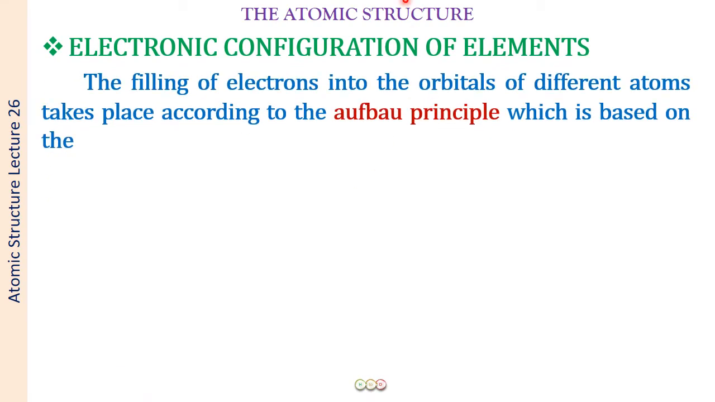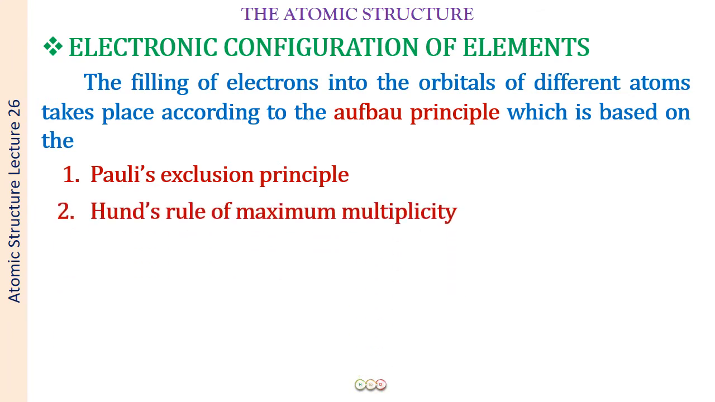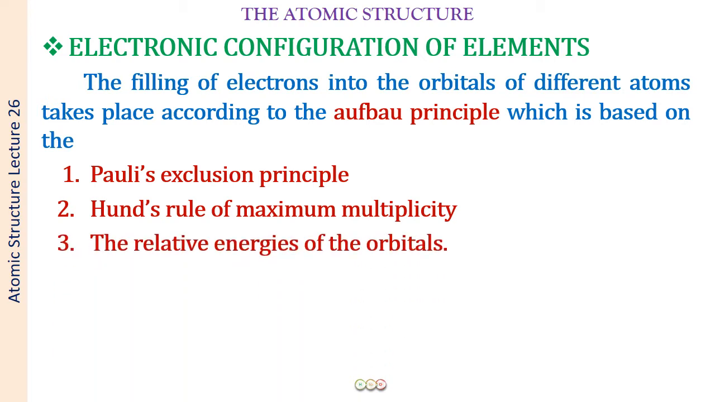So when we want to fill the electrons into the orbitals of different atoms, we do this according to a principle known as the Aufbau principle, and this principle is based upon certain things. First, it is Pauli's exclusion principle, then Hund's rule of maximum multiplicity, and the third is the relative energies of the orbitals. The relative energies of the orbitals is what we discussed in the last lecture. So this is going to form the basis of the Aufbau principle.